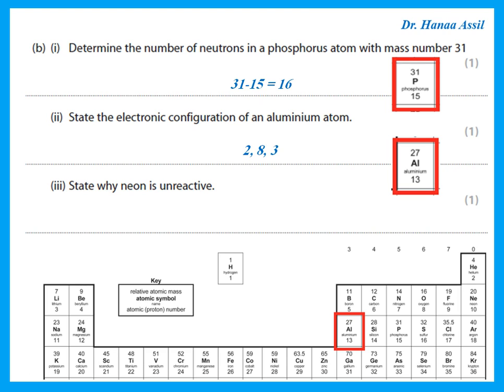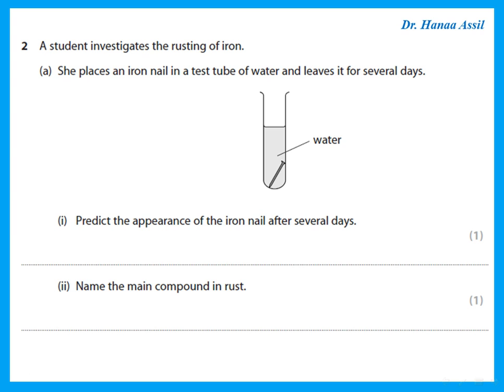State why neon is unreactive. Remember, neon is in group 8 or group 0, and we said all of those in group 0 are unreactive because it has a full outer shell of electrons.